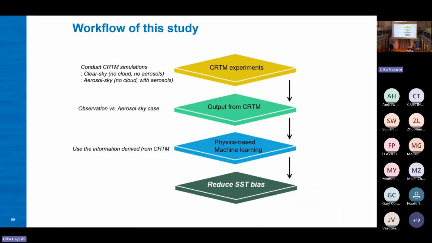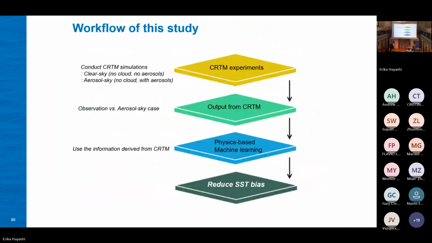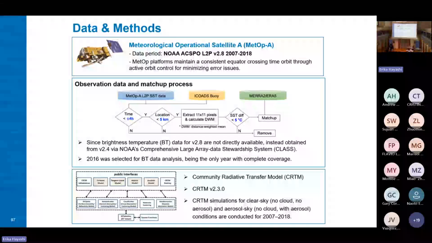This is the workflow of this study. Firstly, we conduct the CRTM simulation under clear sky for simulating idealized condition and under aerosol sky for representing more realistic condition. And then we compare the observed brightness temperature with the simulated one. This figure shows the Metop-A SST bias for 2007 to 2018, daytime and nighttime. In this study, we focus on reducing this Metop-A bias. So we compared the observed Metop-A brightness temperature and CRTM simulated brightness temperature. After comparison, we trained the machine learning model using this CRTM information, and we can obtain the reduced Metop-A SST bias.